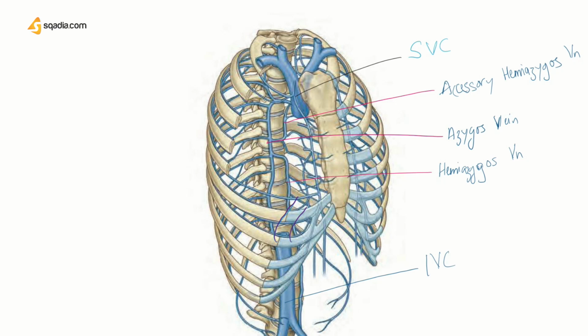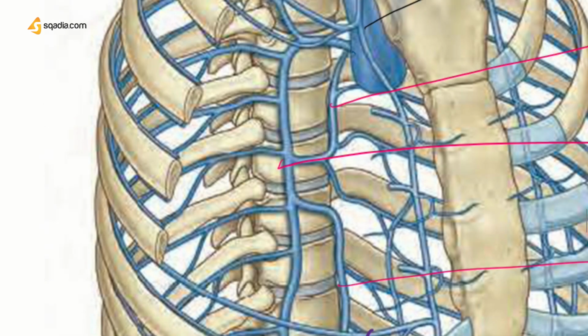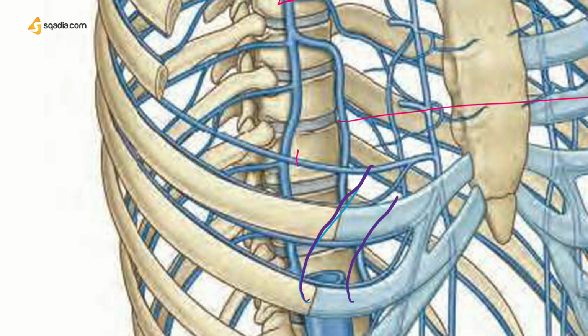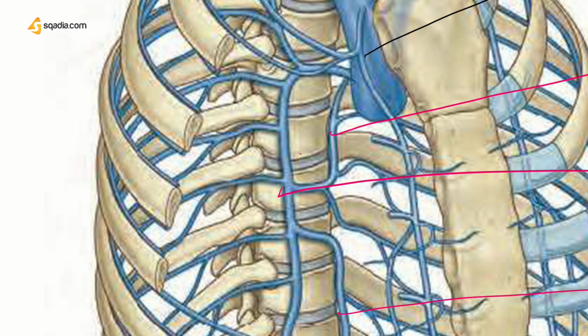As we can see, the azygous vein drains directly into the superior vena cava as it's going in this direction, and then it's draining into the superior vena cava right here. Here's a close-up view. So you can see it. So you can see it is draining into the superior vena cava right here. This is the azygous vein, and this is the superior vena cava.